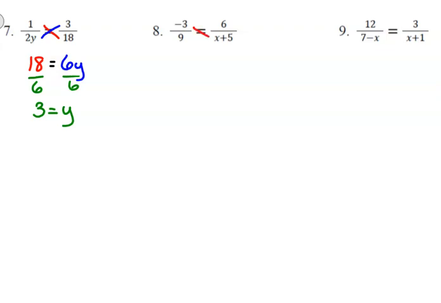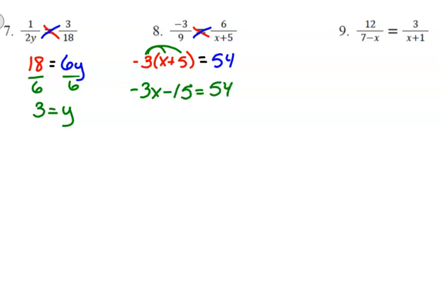On number 8, we're going to do -3 times (x plus 5) that is going to equal 9 times 6, which is 54. To solve, we distribute. Just be careful, this is a -3. So -3 times x, -3 times 5 is -15.